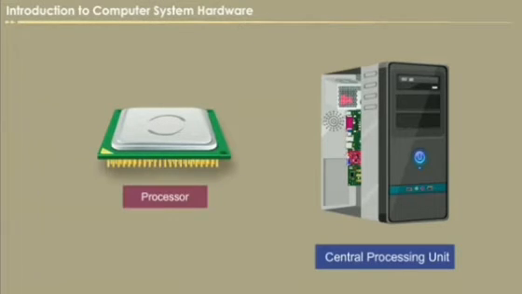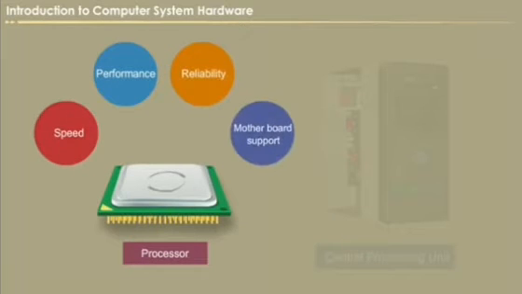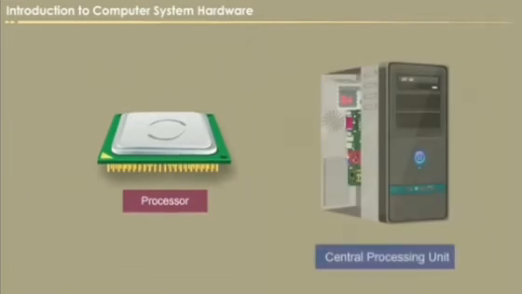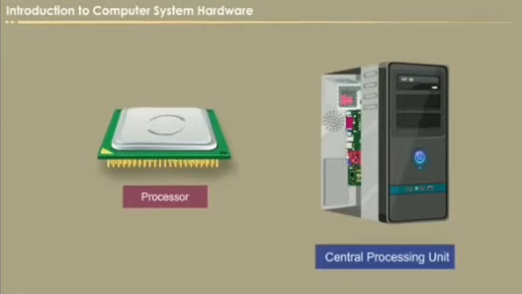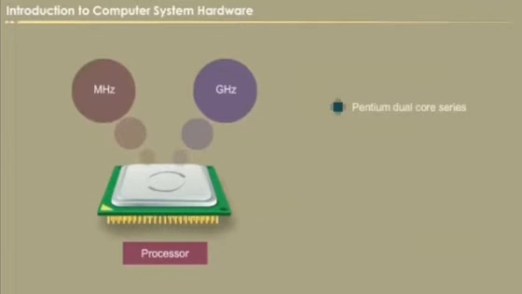The processor is chosen based on factors such as speed, performance, reliability and motherboard support. Clock speed is measured in units of cycles per second, which is called hertz. Computer boards and CPUs run at the rate of millions and billions of hertz, megahertz and gigahertz. Pentium dual core series, Celeron dual core series, Core i3, i5, i7 series are some of the processors.